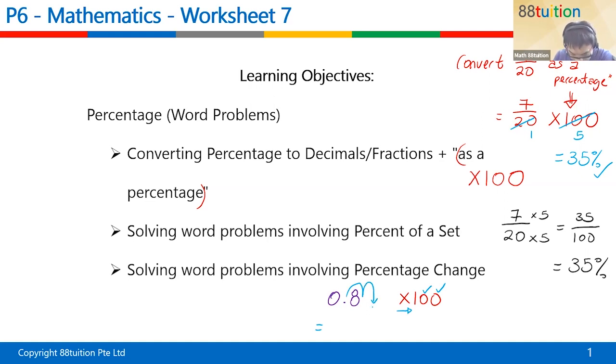The decimal point changed to down here already, correct. But down here got empty space, right? Empty space means what? You put in a 0 lah. So your answer will be a simple 80%. Correct or not? All right, so today we'll be doing a little bit of all this conversion, converting from the decimals and fractions to a percentage, which is actually quite simple, not too tough. Followed by the problem solving, whereby we talk about percent of a set and something called percentage change.